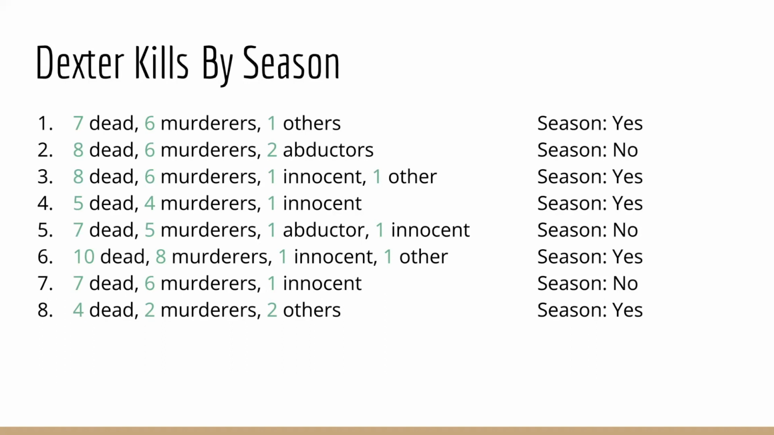In season 5, there were 7 dead, 5 murderers, 1 abductor, and 1 innocent, and he did not kill either of the Fuentes. In season 6, there were 10 dead, 8 murderers, 1 innocent, and 1 other, and he did kill Travis Marshall. In season 7, he killed 7, 6 murderers, 1 innocent, and he did not kill Isaac Serco. And finally, in season 8, there were 4 dead, 2 murderers, and 2 others, and he did kill Travis Marshall. So his deadliest season is season 6.